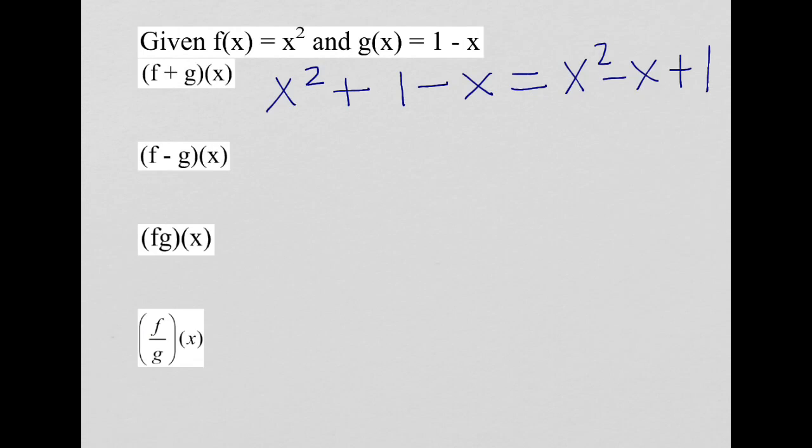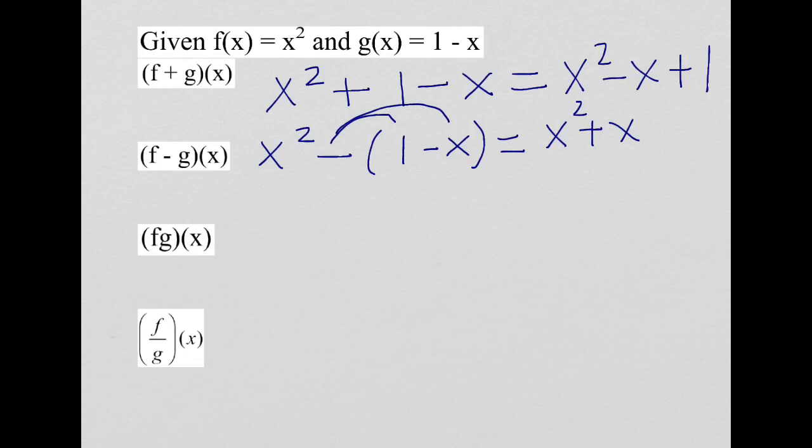Okay, now I'm going to do the same thing with the next one, except for this one is a minus, so that's x squared minus, and that minus goes with the 1 and the minus x. So that gives me, distributing the negative to both of these, x squared plus x minus 1.